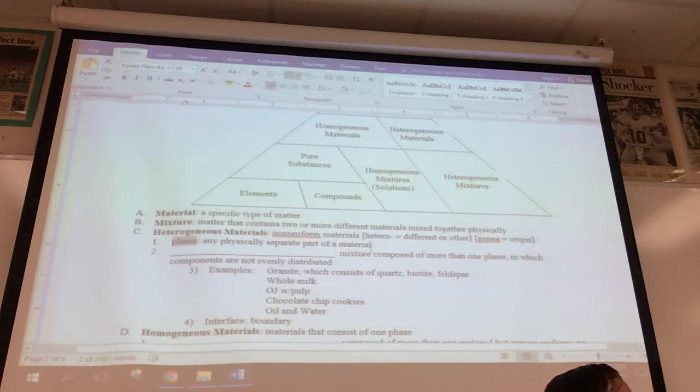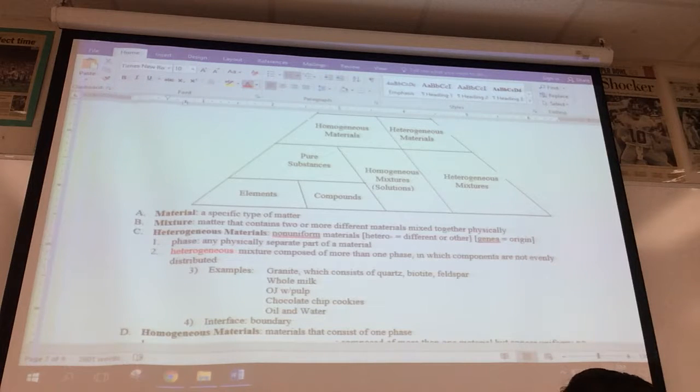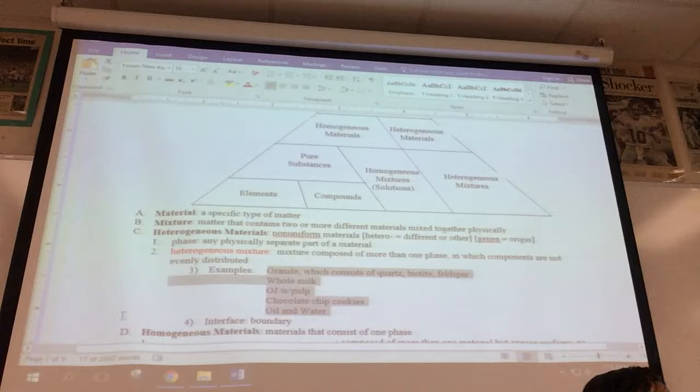So a mixture composed of more than one phase in which the components are not evenly distributed is known as a heterogeneous mixture. And examples of heterogeneous mixtures we saw in the video, the pizza. Many of you have granite countertops at home. They are comprised of different rock. Whole milk is a heterogeneous mixture. There is 4% fat in whole milk, and if you let it sit there, you'll see the layer of fat sitting on top. It's less dense.